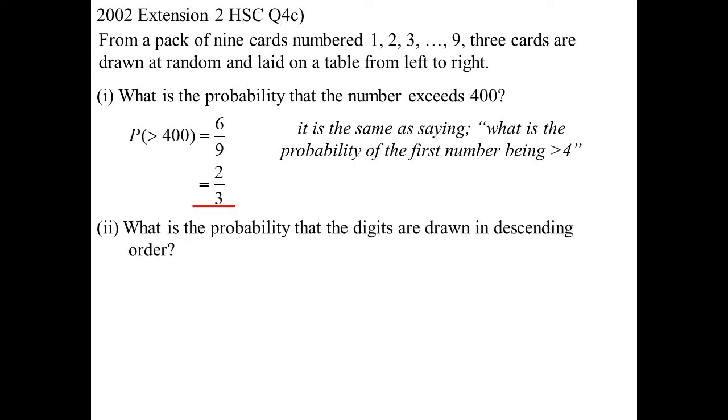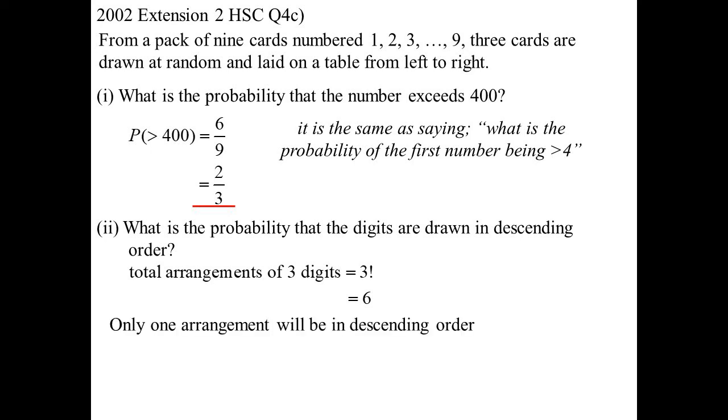What's the probability that the digits are drawn in descending order? Now, they don't have to be consecutive, just descending. Well, we know there are 3 factorial ways of arranging the 3 digits. So we're going to pull out 3 cards, remember, and go 1, 2, 3, there's our number. But those numbers that I pulled out could be arranged 3 factorial ways. In how many of those would the numbers be descending? 1. Therefore, the probability is 1 in 6.